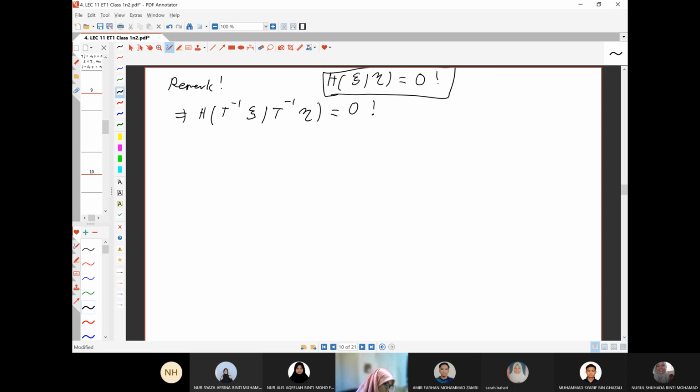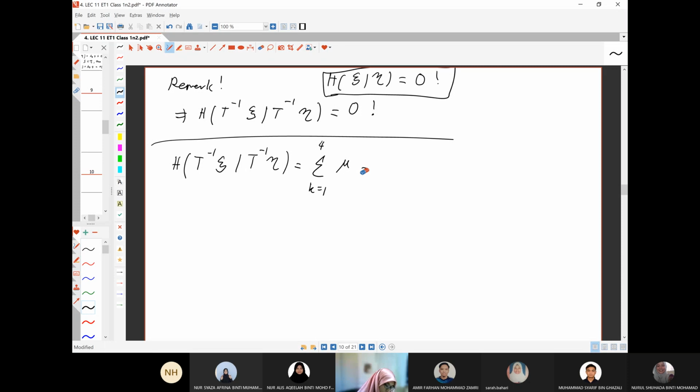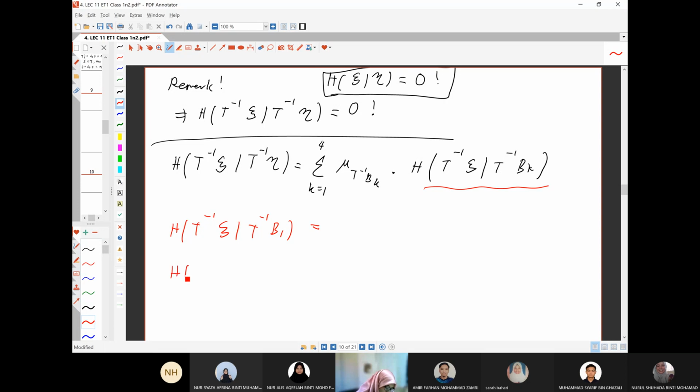Okay, so you can show. Macam ni nak show, first you find the pre-image of psi given that pre-image of eta. So you have to find the average because this is with respect to partition with partition 4. So you have mu of pre-image of BK multiplied with the entropy of the pre-image of psi given that pre-image of BK. Okay, now you have to find ni lah. First, you find this one lah. H, entropy of the pre-image of psi with respect to the pre-image of B1, and the pre-image of psi with respect to the pre-image of B2, and so on until B4 because you got 4.